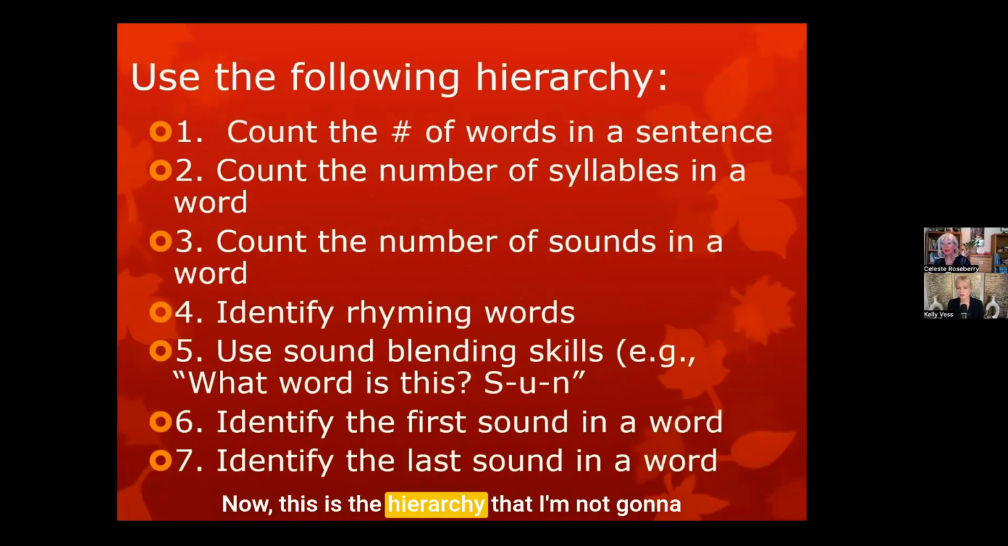Now, this is the hierarchy that I'm not going to read to you for time, but this is specific, Kelly, to what we can do for IEP goals. Count the words in a sentence and on it goes. But this is the hierarchy that I've used for years, and it really works well.